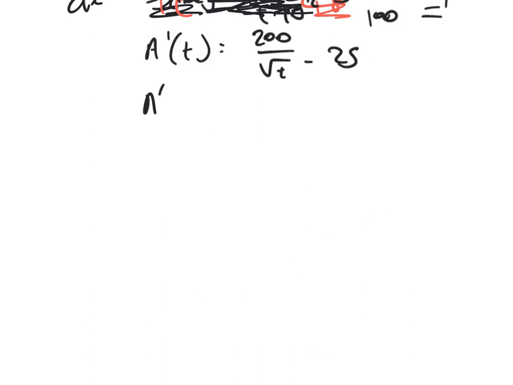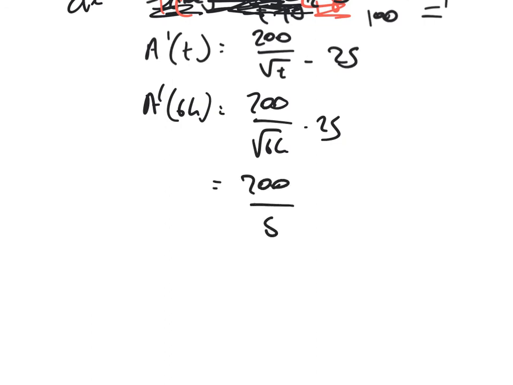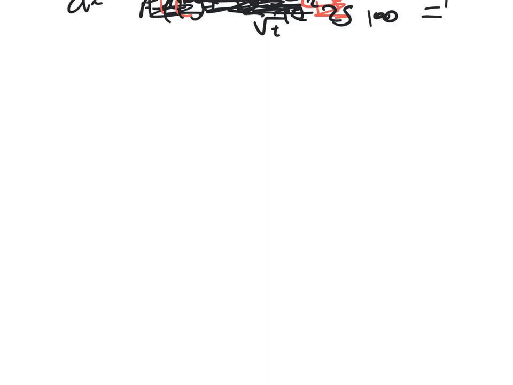I'm then interested in what's happening after 64 minutes. So that's 200 over the square root of 64 minus 25. Square root of 64 is 8, so it's 200 over 8, take away 25. So it's 25 minus 25, and that's 0, so there's no drug left in the bloodstream after 64 minutes. Okay, let's try one more.